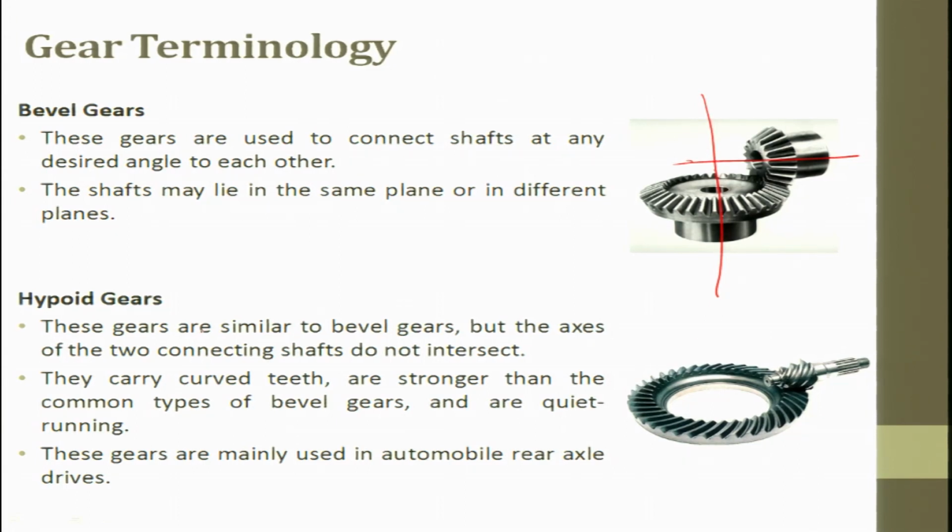Hypoid gear. These gears are very similar to bevel gear, but the axes of the two connecting shafts do not intersect. Here it intersects, but here it will never intersect. They carry curved teeth, are stronger than the other common type of bevel gear, and run quietly. These gears are mainly found in the rear axle of automobiles, that is to say basically trucks. So, in the rear axle we will have this, and it is called a hypoid gear.